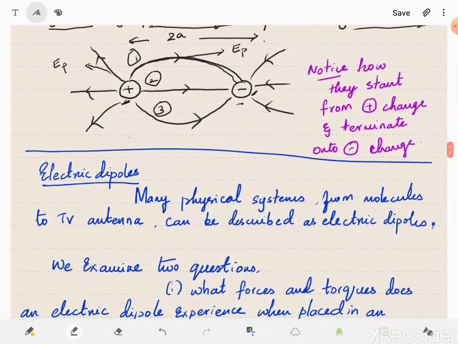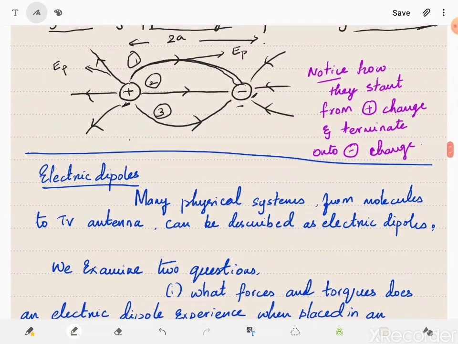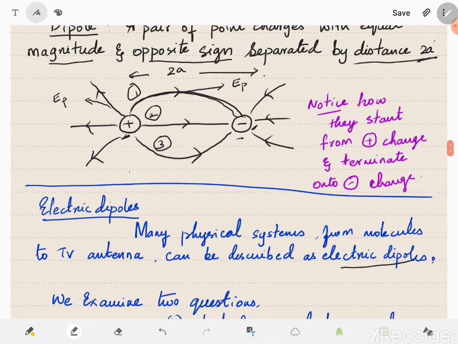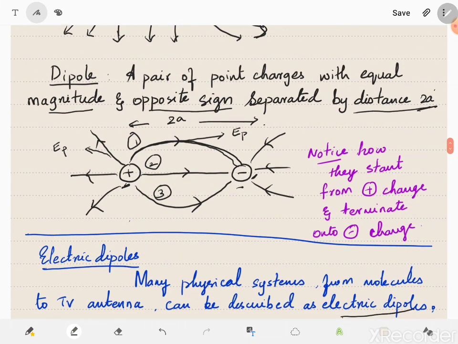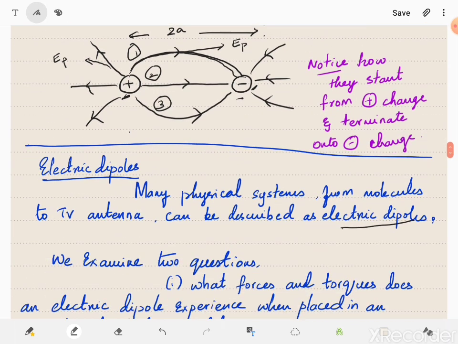Moving on to the concepts of electric dipoles. Many physical systems from molecules to TV antenna can be described as electric dipoles. We've already defined what an electric dipole is. An electric dipole consists of two point charges of equal magnitude and opposite sign, plus and minus, separated by a distance of 2a.